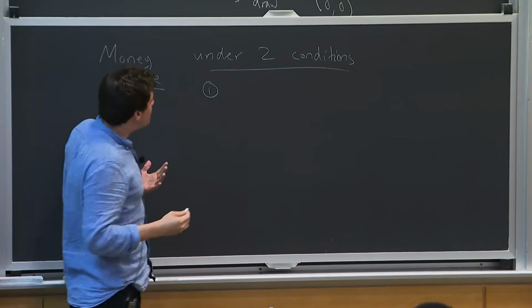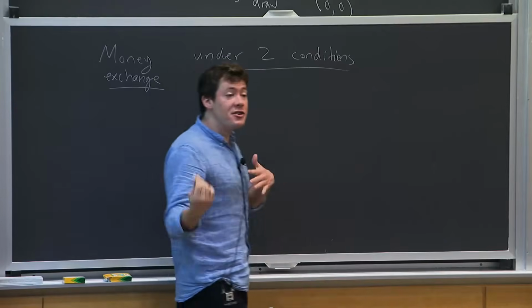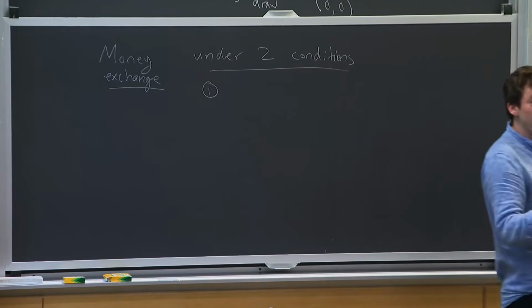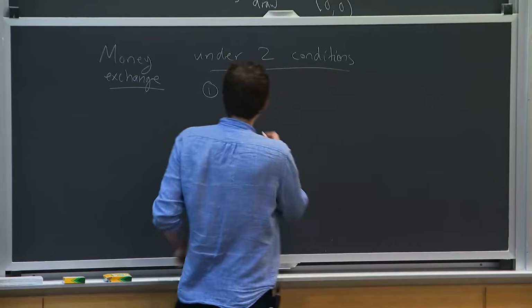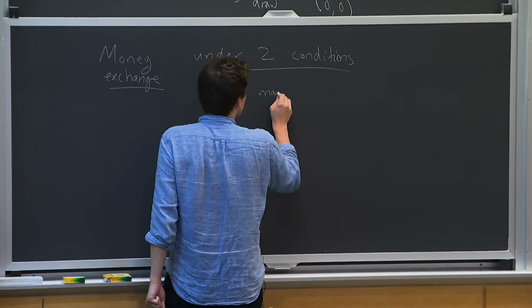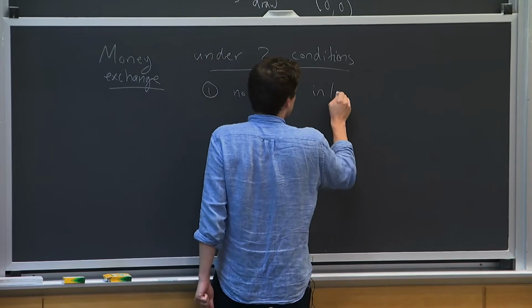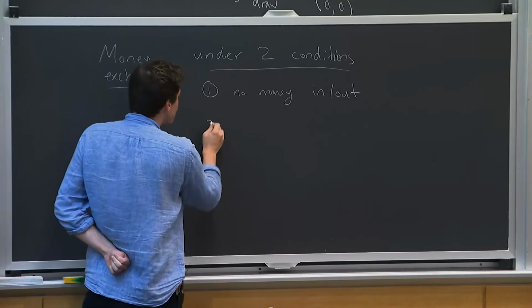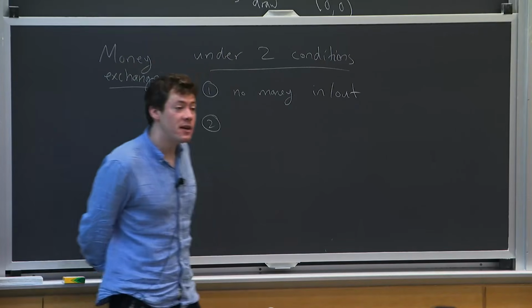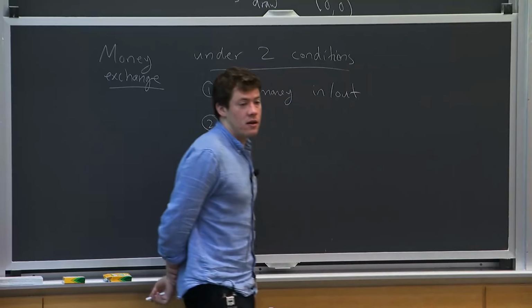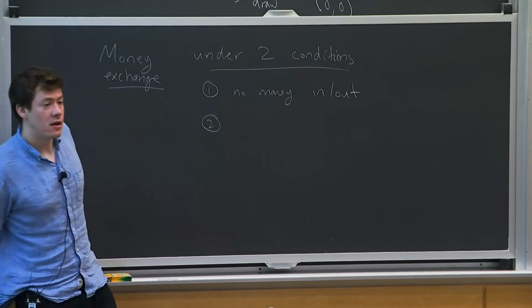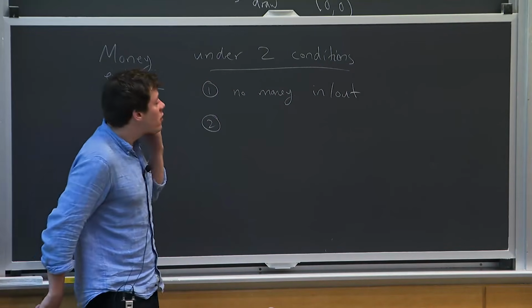Well, the first condition is that no money enters or leaves the game, right? If we're negotiating and then someone's parents come along and give us both money, that's not a zero-sum game anymore. So there's no money in or out. And then what's the second assumption we need in order for this to actually be a zero-sum game? Thoughts? Well, it's important that we're risk neutral.